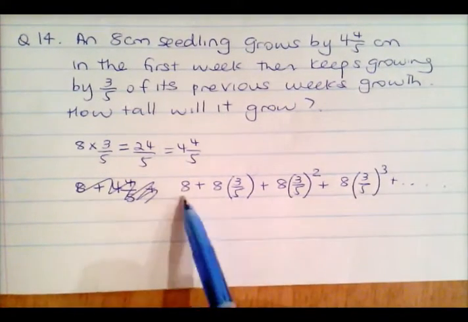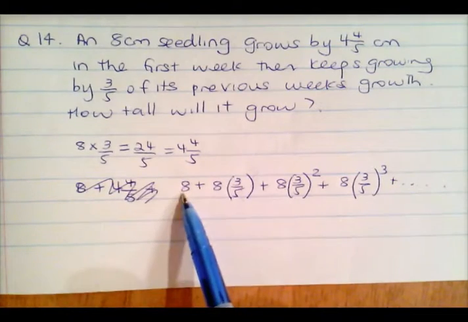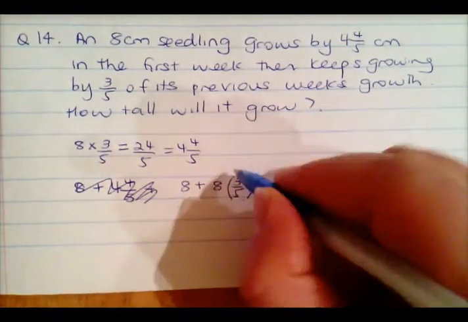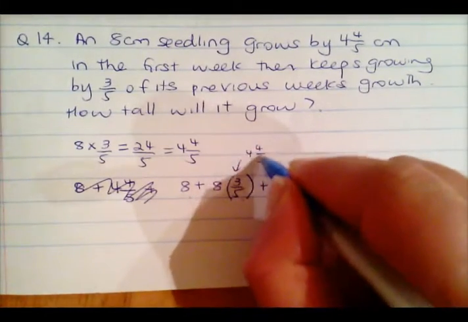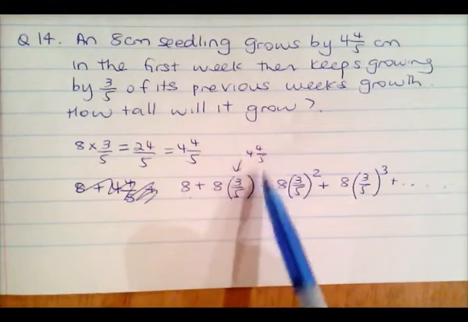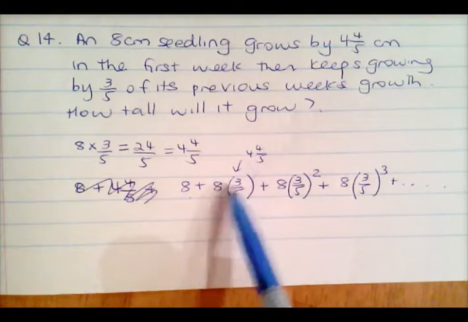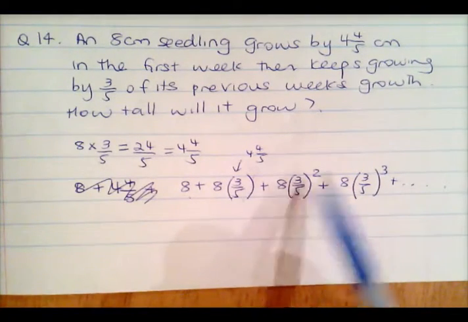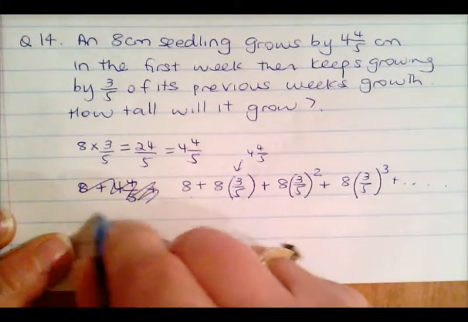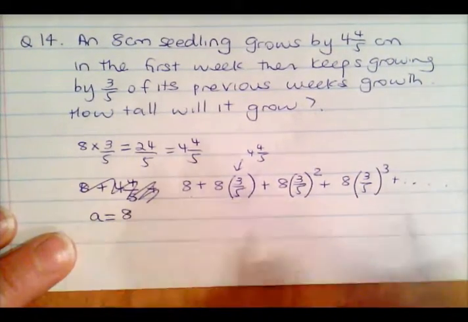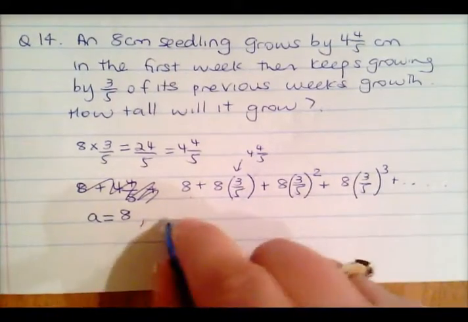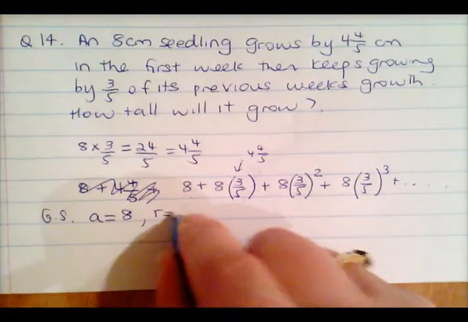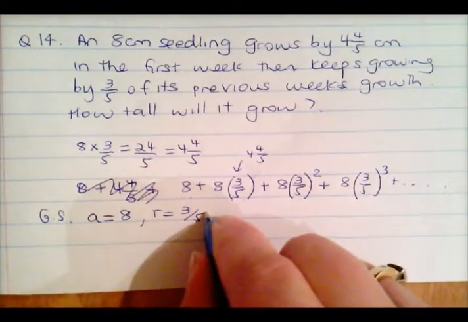Now each of these is the initial growth amount, and that amount actually equals 4 4/5. Then we multiply this 4 4/5, which is 8 times 3/5, by another 3/5, so that's shown there by 3/5 squared, etc. So here we've got that a is 8, it's a geometric series. We've got a geometric series with a is 8, r, the common ratio, is 3/5.